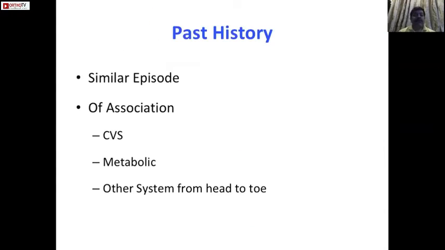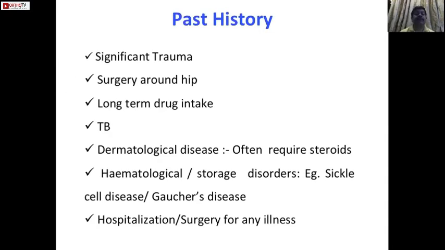So next comes the past history. You want to know something about similar episodes of these symptoms in the past. You want to know any associations of other symptoms, of other systems, whether it is CVS, respiratory system, or abdominal, and you can just in your mind look for symptoms from head to toe and ask the patient if they might have an association with your presenting complaint.